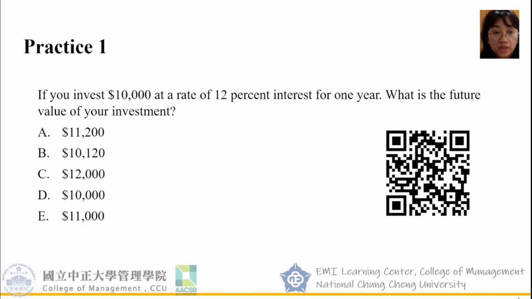Let's do a quick check with some practice. Please scan this QR code to answer the questions in the following two practices. First practice, if you invest $10,000 at a rate of 12% interest for 1 year, what is the future value of your investment?